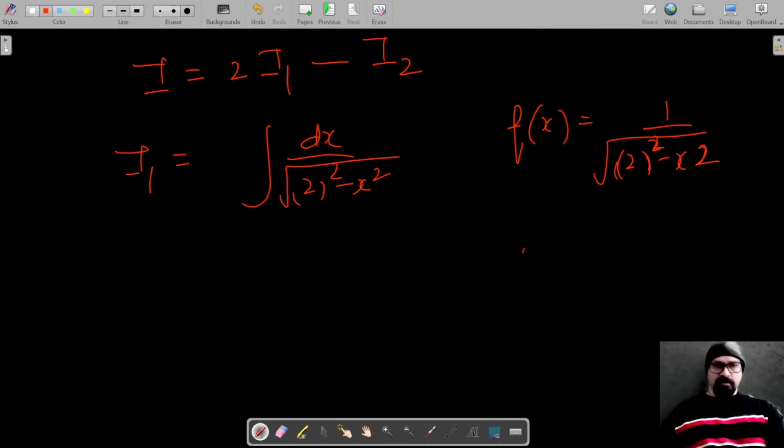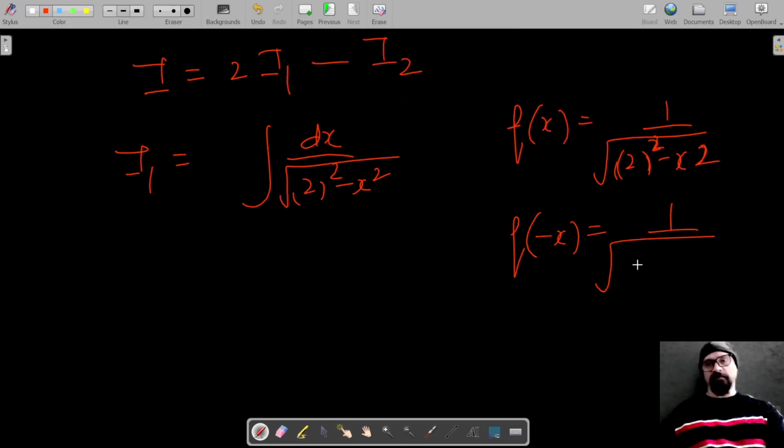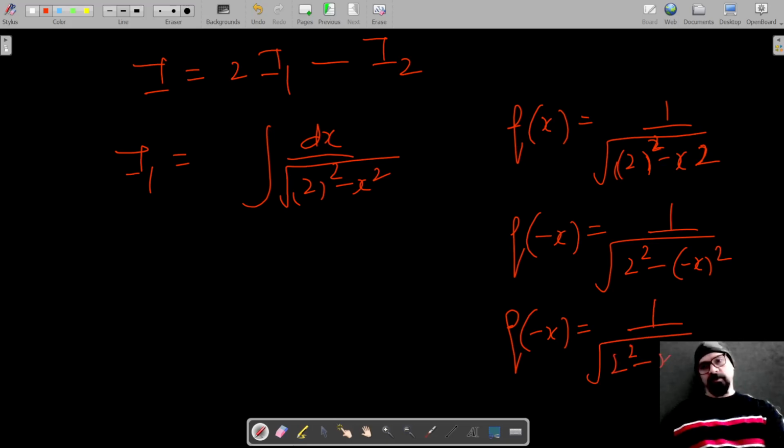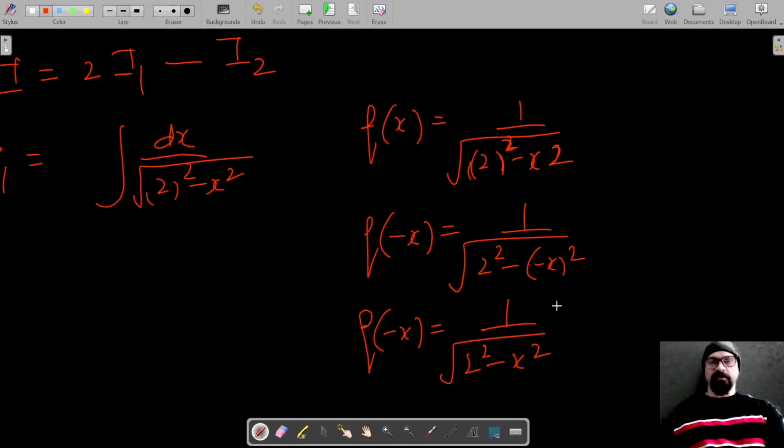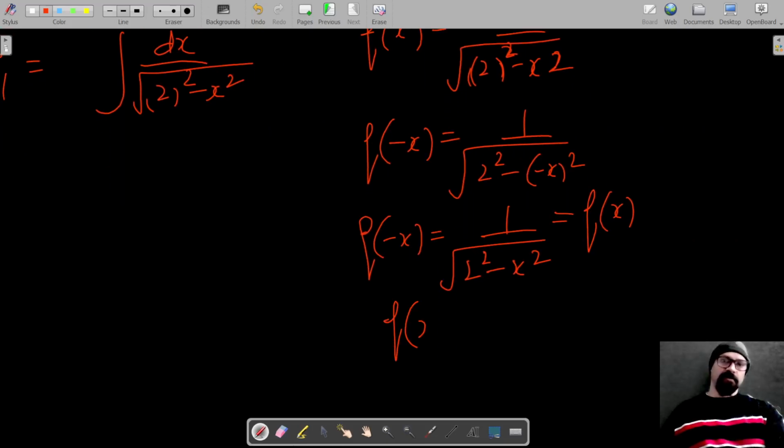Now f of negative x is equal to 1 upon under root of 2 square minus negative x square, which still gives me f of negative x is equal to 1 upon 2 square minus x square. So it still gives me f of x. That means this function is even.